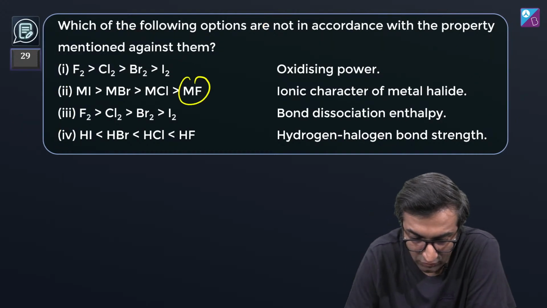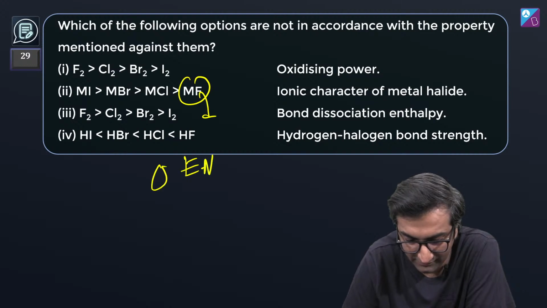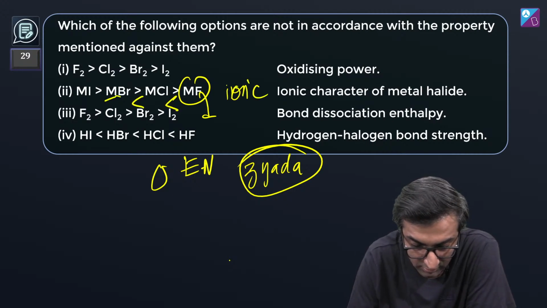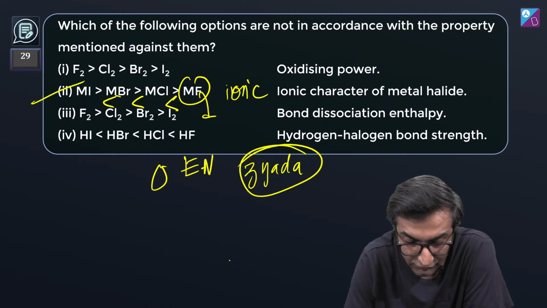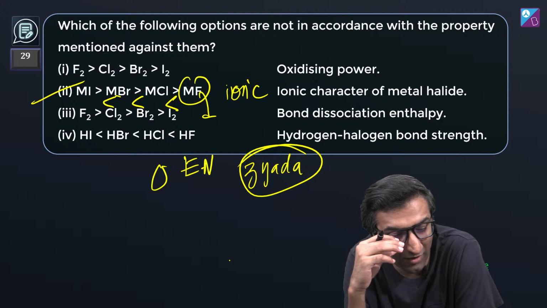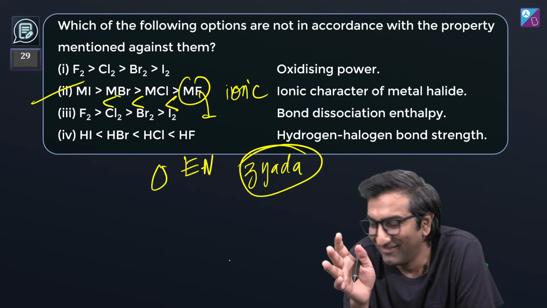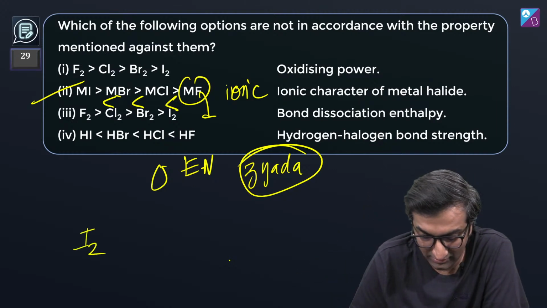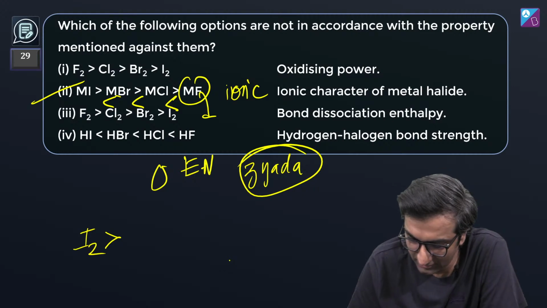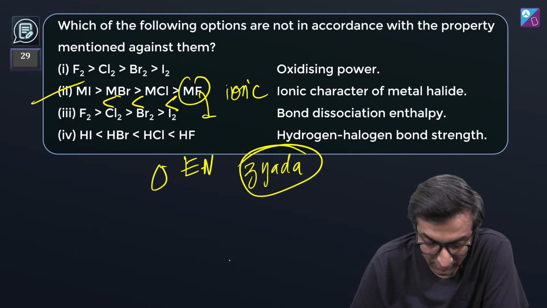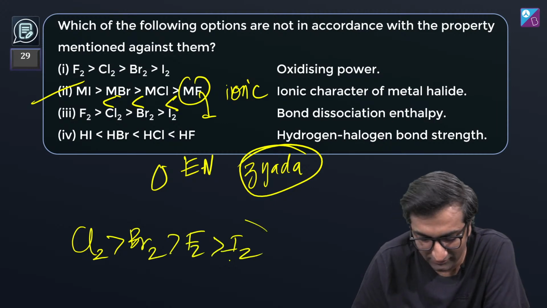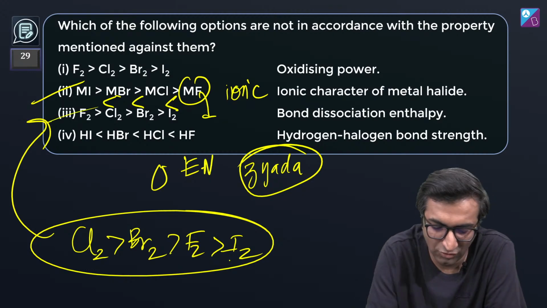Ionic character, देखो इसकी electronegativity difference सबसे ज्यादा है, right? So this must be the most ionic. So the order should be ulta. So good. This is one answer. Bond dissociation enthalpy, ये तो हमने किया था. What is the order of bond dissociation? Yeah, exactly. Shlok पढ़ के याद हो गया है. Chlorine, then bromine, then fluorine, then iodine. This is the order. I've explained this so many times. Please don't make me explain it again.